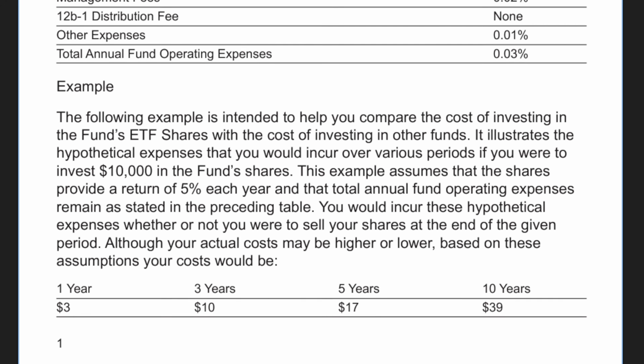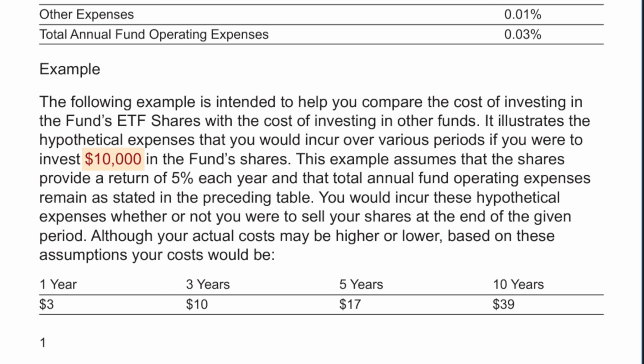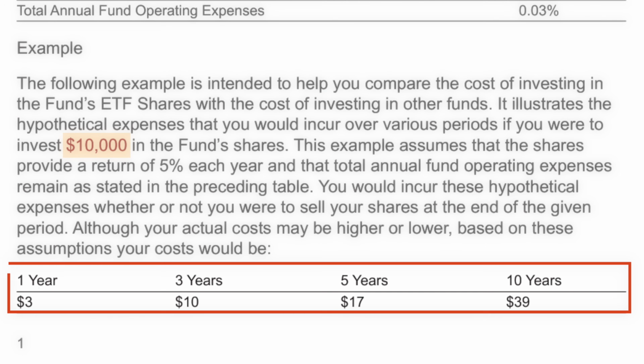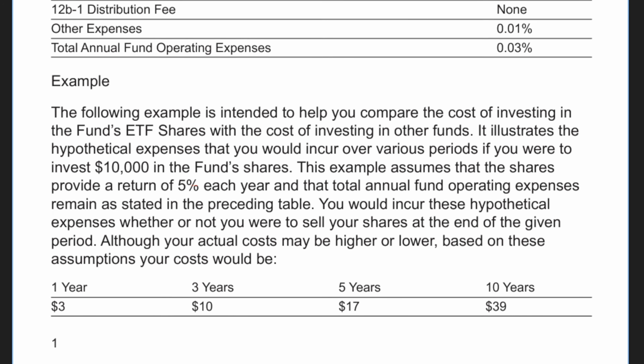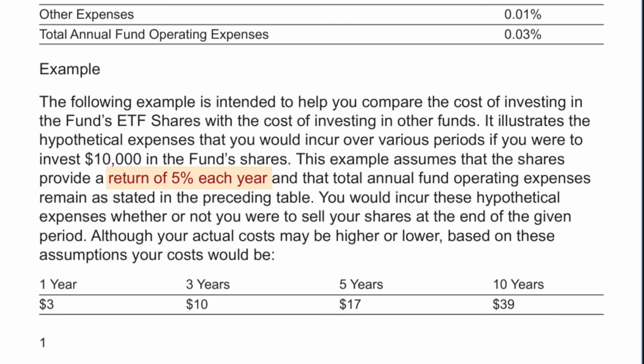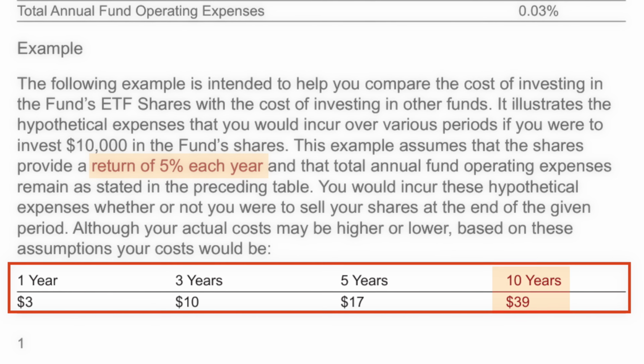In fact, a simple example they have in their prospectus is that if you have $10,000, the first year you will pay $3 in fees. It's literally the price of a hamburger. And then assuming a 5% average return, which these funds have done much better historically, that $10,000 would end up costing a total of $39 in fees after 10 years. It's extremely cheap compared to actively managed funds, robo-advisors, or financial advisors.